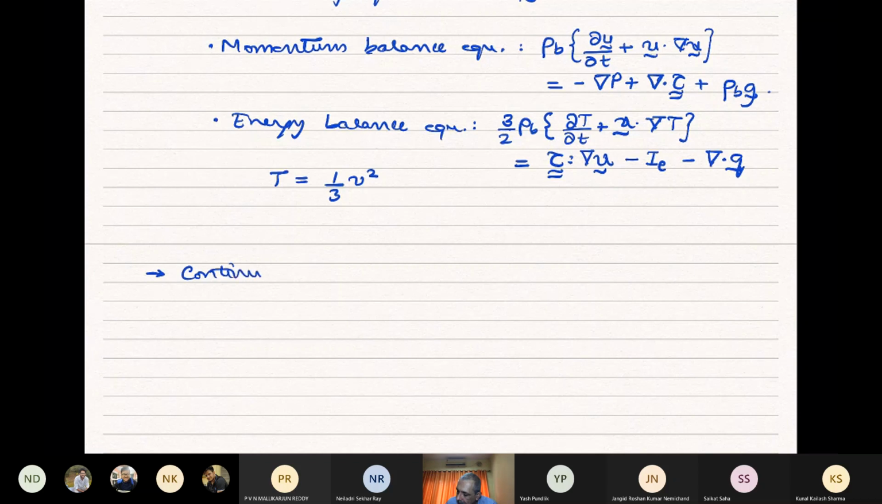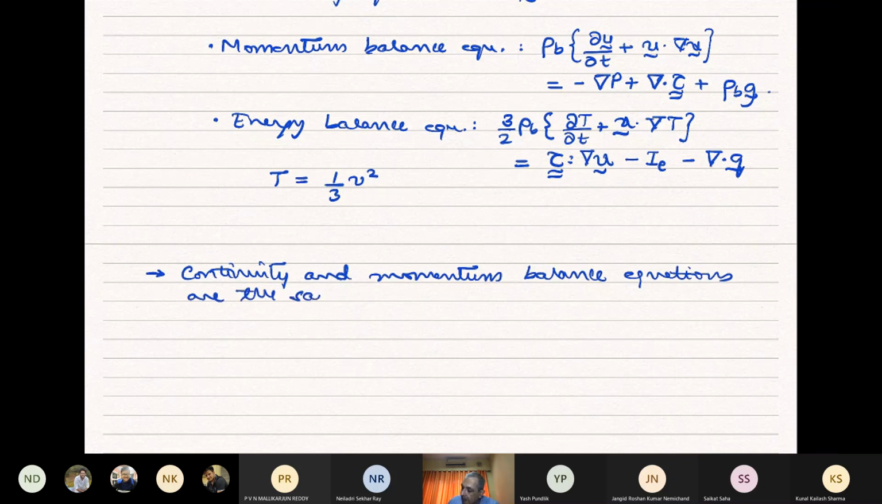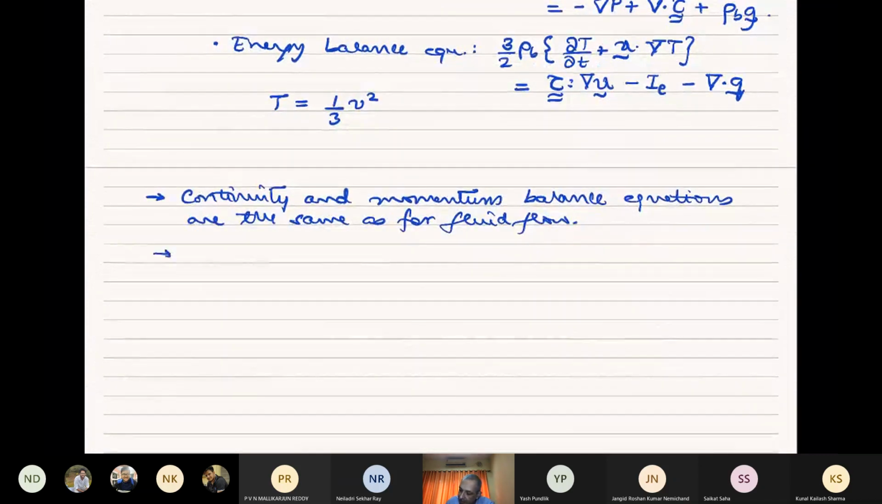So if you see this, the first point is that the continuity and momentum balance equations are the same as for fluid flow. So that is one thing. Now if you look at the energy balance equation, most of the terms are the same as for fluid flow.